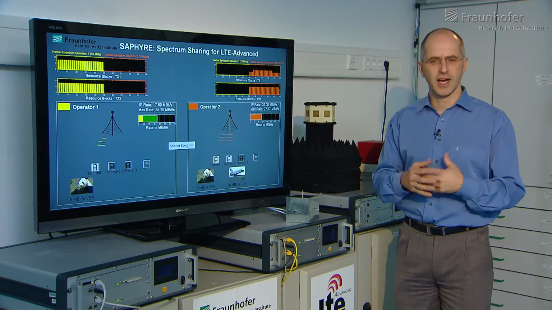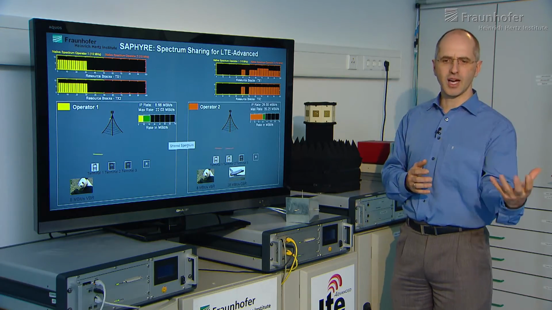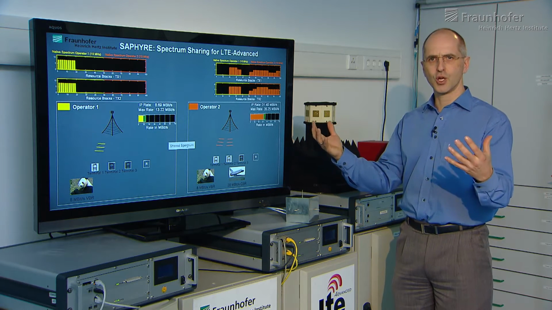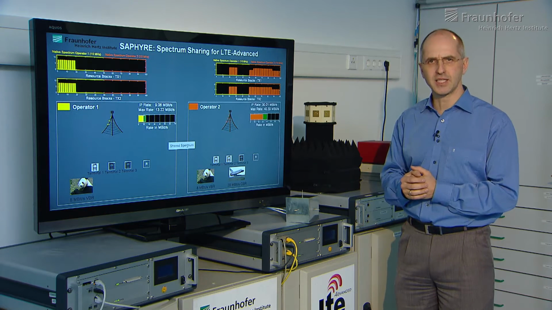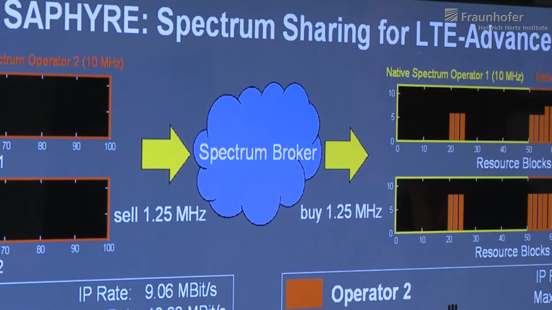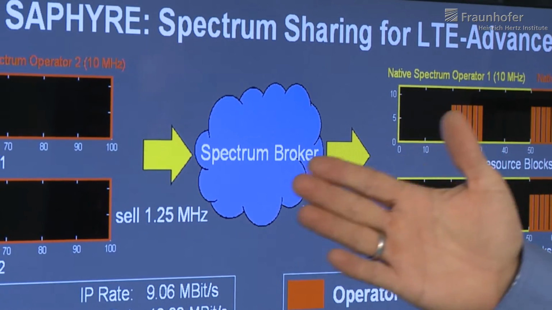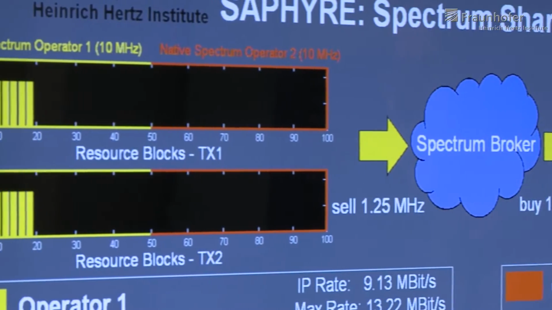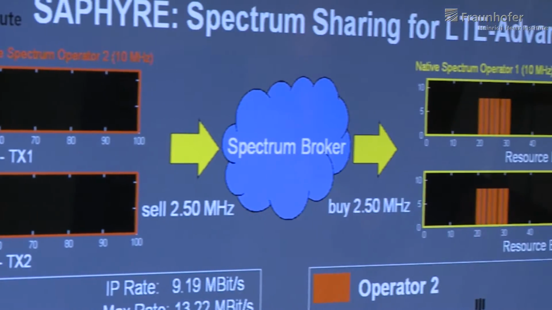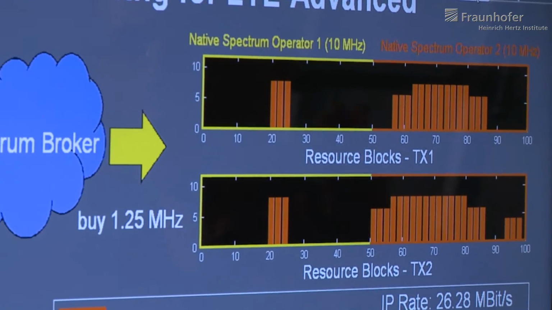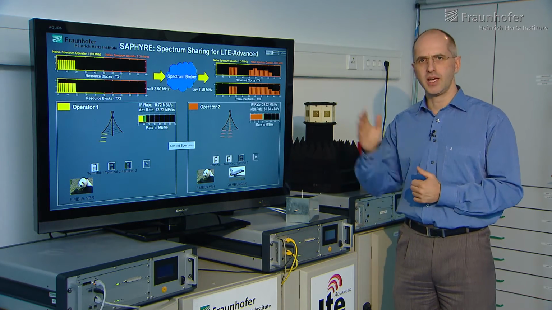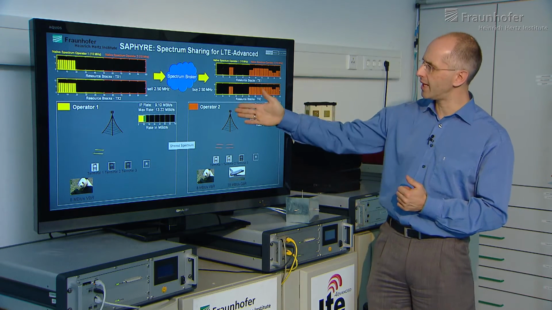Spectrum sharing has the idea that if I have something I don't need now, you need it, let's share it. So we've introduced an entity called spectrum broker in between, which is neutral, and this entity receives resources from one side and hands them forward to the other operator. This operator can support its own users in the spectrum of the other operator.